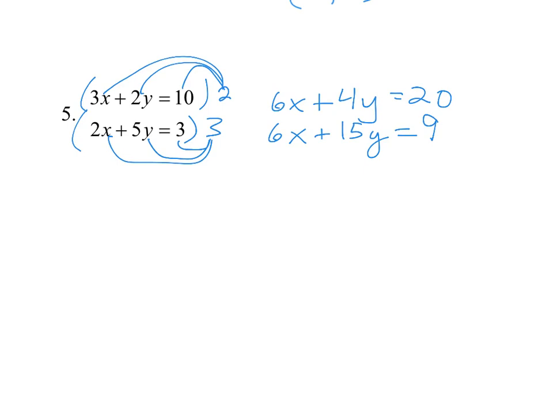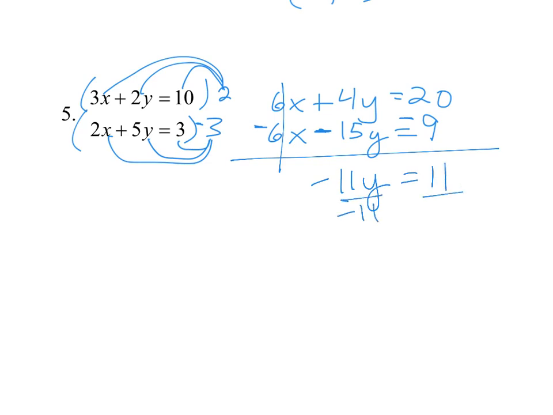All right. Oops, one of those should have been negative. We'll just do it on the bottom one. Negative. So this becomes negative. That becomes negative. And that becomes negative. Now when I add them, the 6x's are going to go away. I have -11y equals 11. Divide both sides by the -11. Y is 1. Plug it back in.